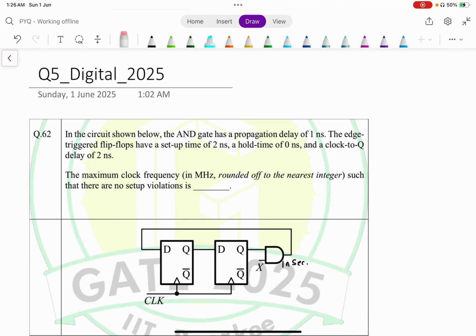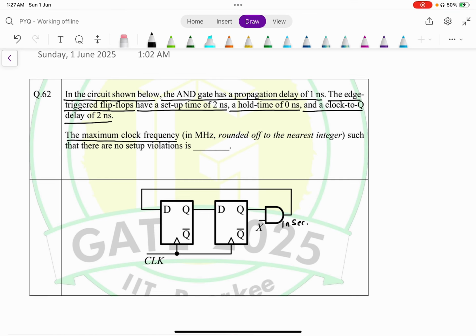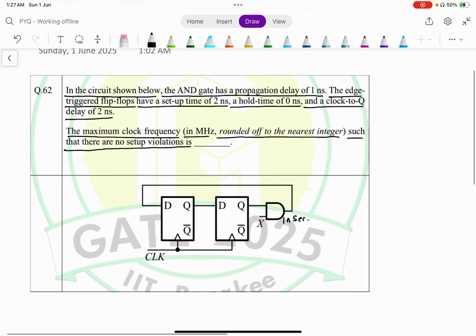Hey everyone, let's start with question number 5, Digital Electronics, asked in GATE Examination 2025. In the circuit shown below, the AND gate has a propagation delay of 1 nanosecond. The edge-triggered flip-flops have a setup time of 2 nanosecond, a hold time of 0 nanosecond, and a clock to Q delay of 2 nanosecond. The maximum clock frequency in megahertz, rounded off to the nearest integer, such that there are no setup violations is.